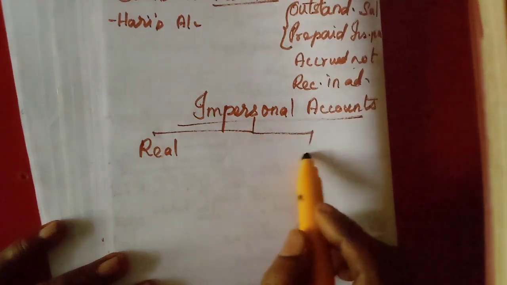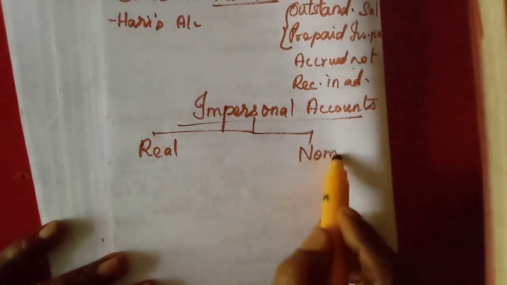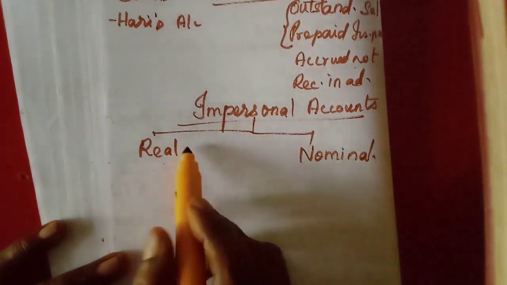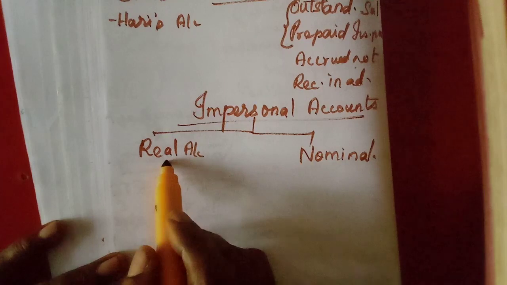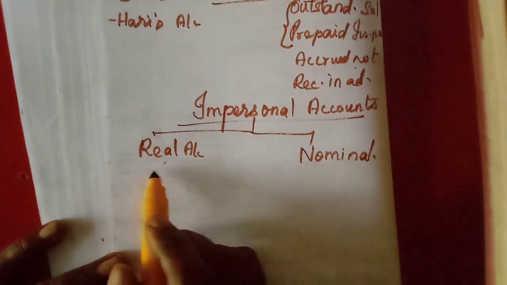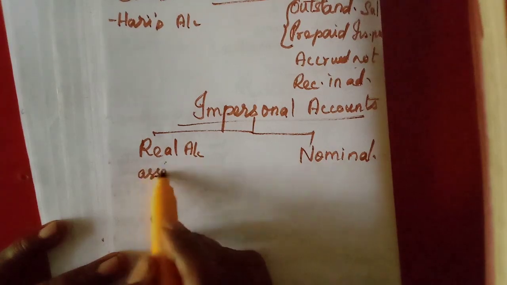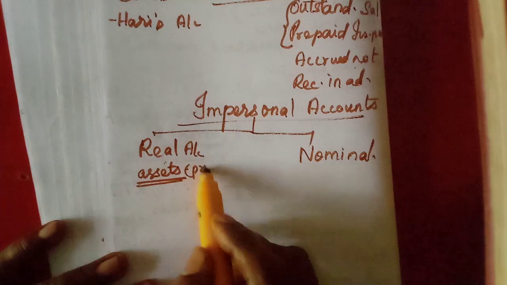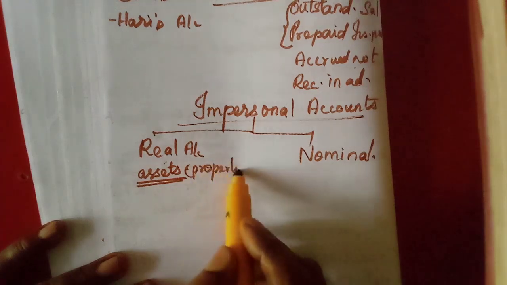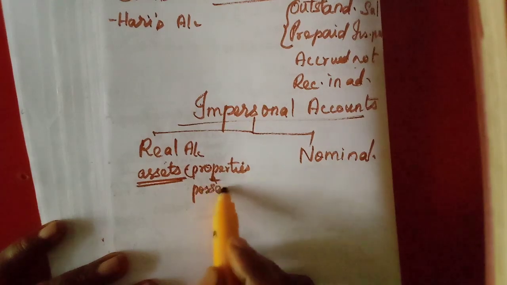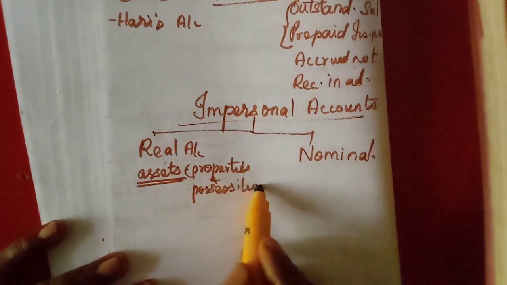Real account and nominal account. Here, first, real account. What is a real account? A real account is all the assets. That means we can say all the properties and possessions, what we have. They are called the assets.